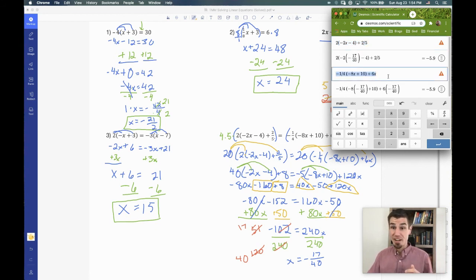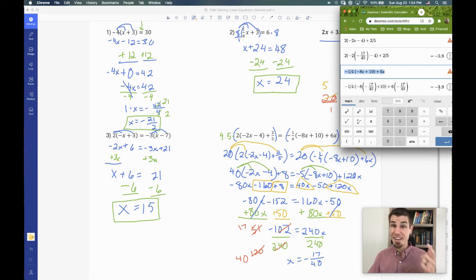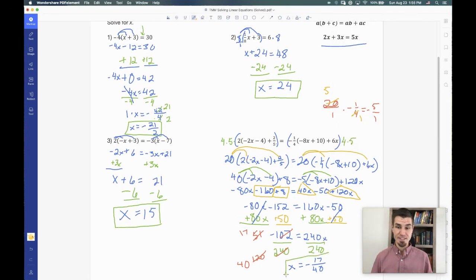Now if we take the right side of the equation, see, I just rewrote everything on the right side, but instead of our x's, substitute in what we said our solution is, we also get negative 5.9. So because we know if you substitute in negative 17 over 40, you actually get an equal statement. Both sides really are the same. You know you're right. You don't have to worry. So that is our answer.